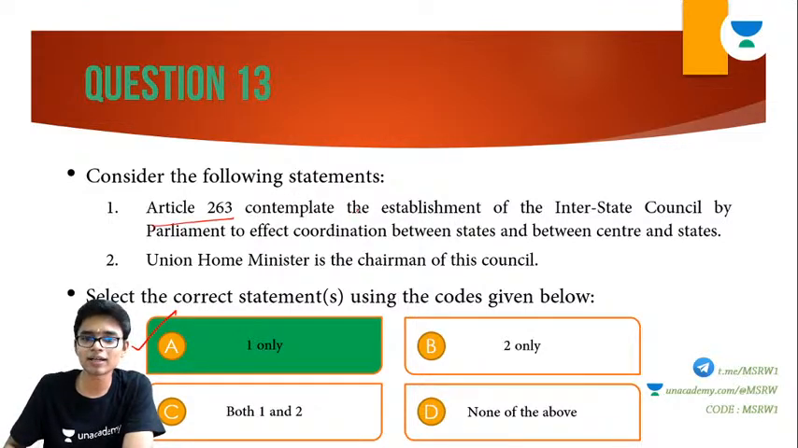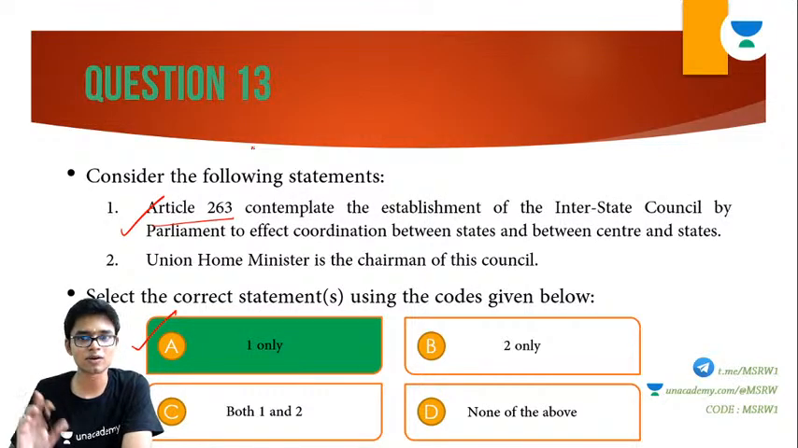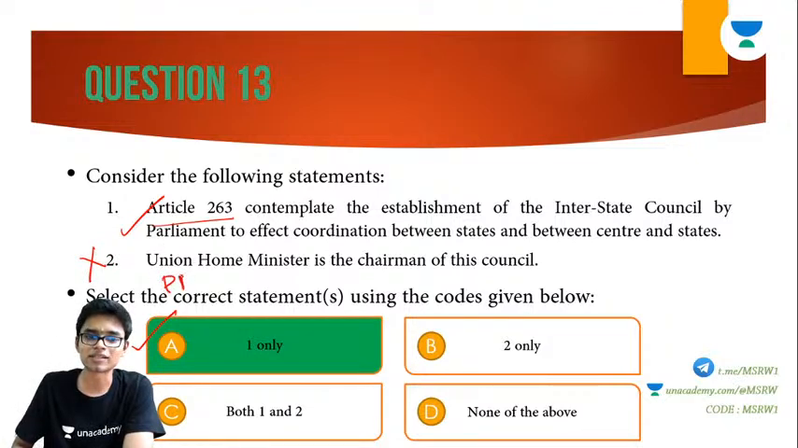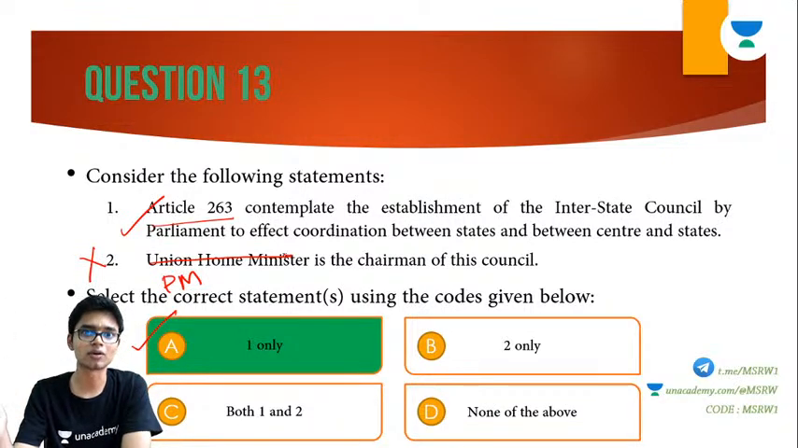So Article 263 contemplates the establishment of interstate council by parliament to effect coordination between states and between central and states. This is correct. Article 262 deals with interstate river water treaty and 263 deals with interstate council. So first statement is correct. Second one, Union Home Minister is the chairman of this council. No, it is the Prime Minister, not Union Home Minister. Union Home Minister is the chairman of zonal councils. Yesterday we looked into that. Interstate council is chaired by Prime Minister. So answer is option A.